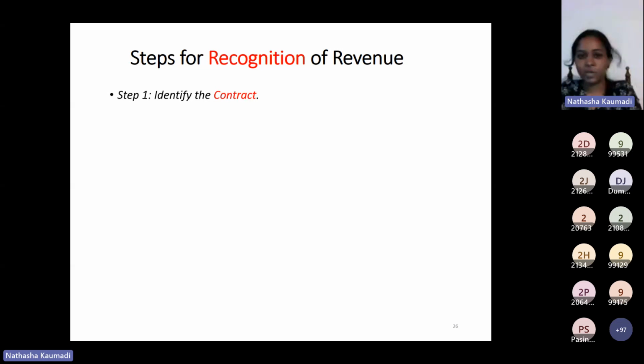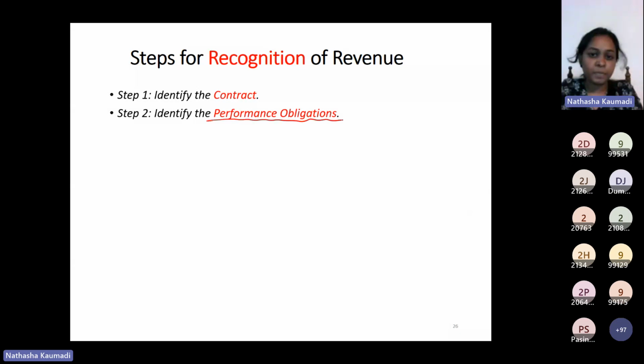When you audit revenue, first of all, you need to have a good understanding of SLFRS 15, because as per the accounting standards, everything should happen. Revenue should be recognized as per SLFRS 15. So that's why you need to have this understanding of revenue recognition. Now here, step 1: first of all, identify the contract. And then identify the performance obligations. Very important, you need to understand the performance obligations mentioned in the contract.